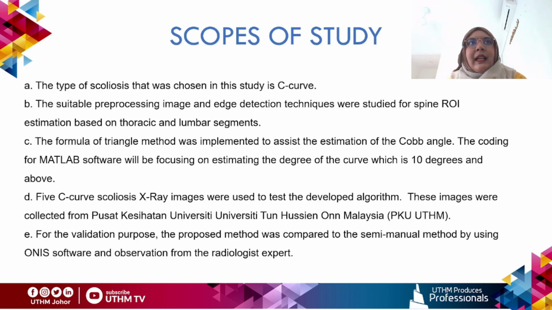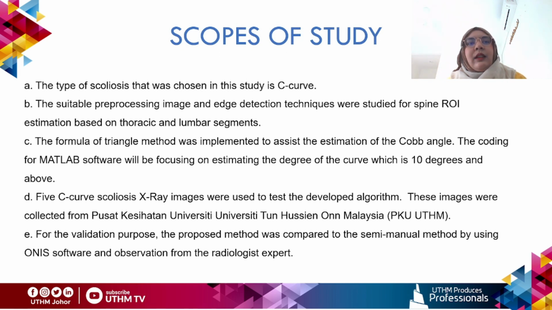The scope of study for this project is, first, the type of scoliosis chosen in this study is C-curve. Second, suitable pre-processing image and edge detection techniques were studied for spine ROI estimation based on the thoracic and lumbar segment. Third, the formula of the triangle method was implemented to assist the estimation of the Cobb angle. The coding for MATLAB software will focus on estimating the degree of the curve, which is 10 degrees and above.